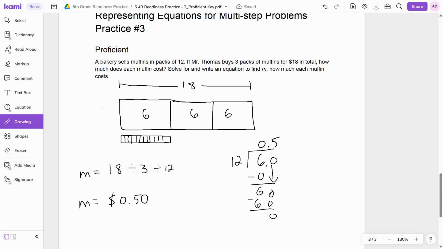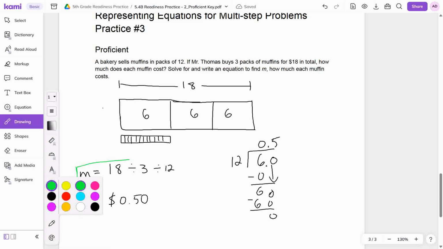And if you wanted to check that, you could do 50 cents times 12 to get $6. 3 sets of 6 get you $18. So we have our M, which is 50 cents each. That's our cost. And then here is our equation as well.